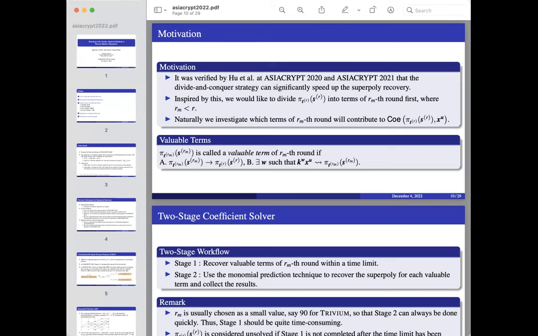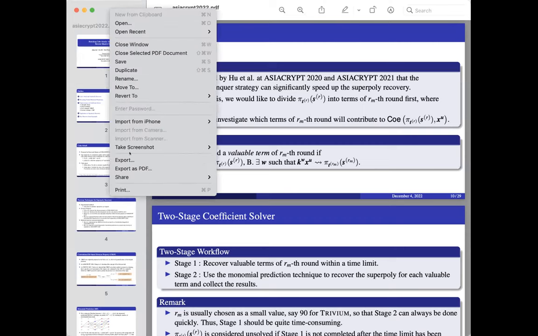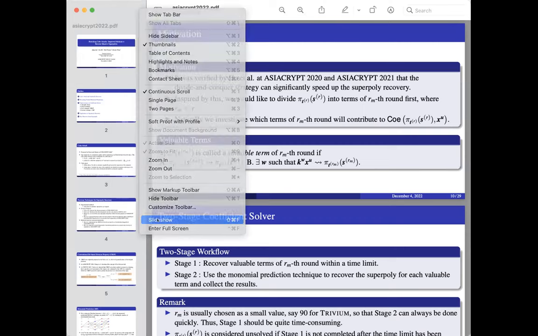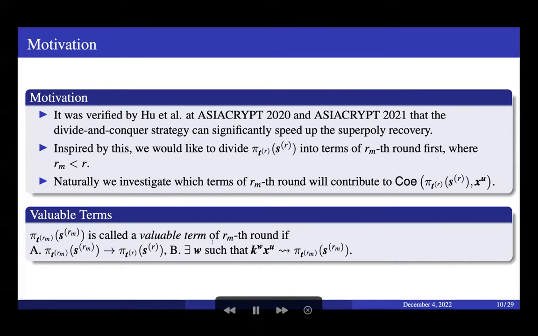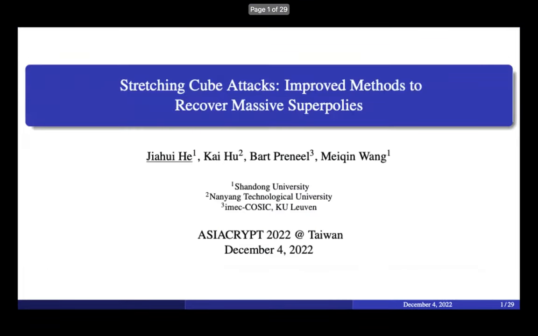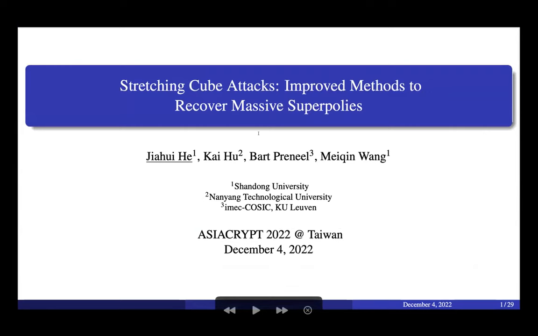So now is the last talk of the session. Hello? Hello, can you hear me? Yes, we can hear you. Okay, can you see my slides right now? We can see your slides. We cannot see you, but we can see your slides. Yes. Okay. So can I start now?